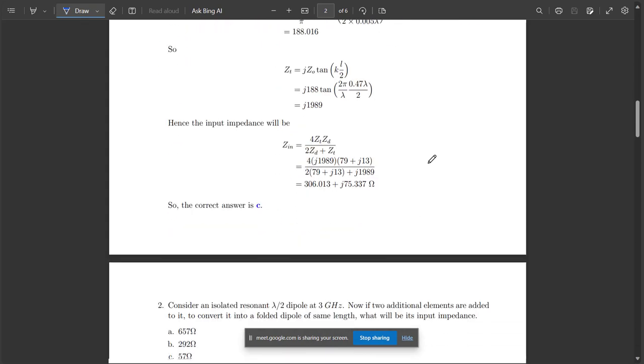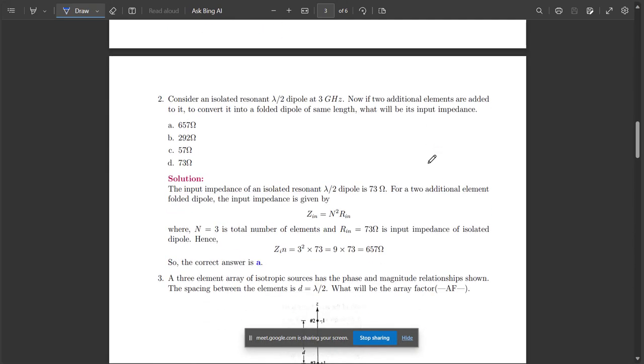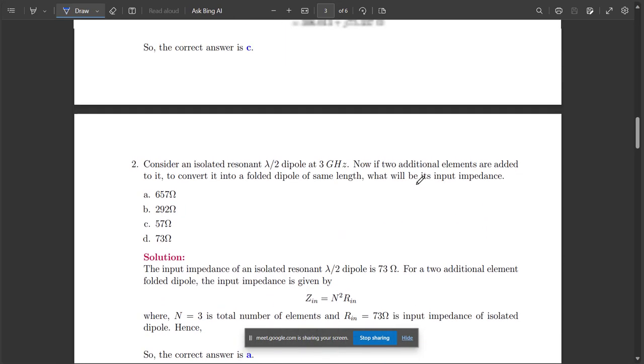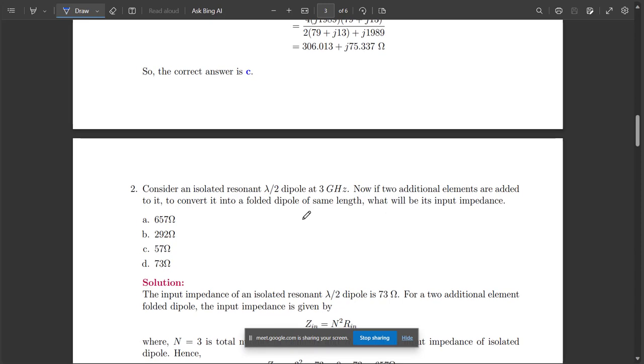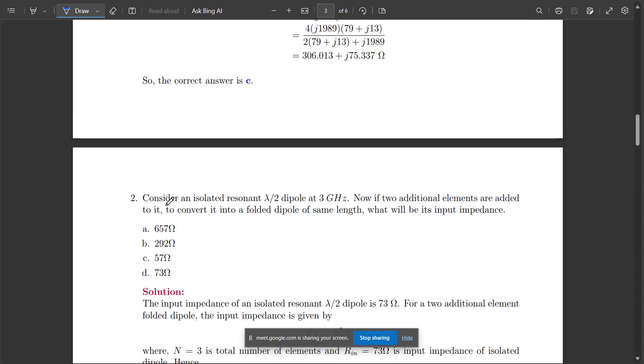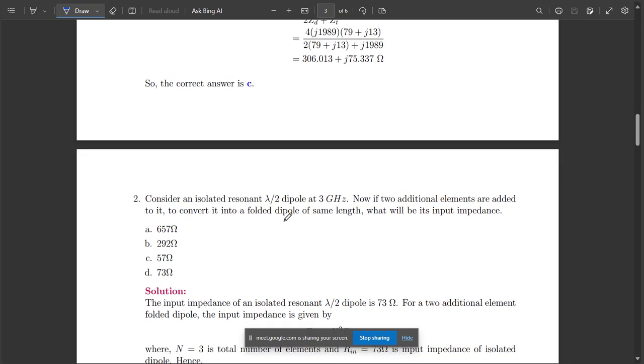Okay. All right. So now let's go to question number 2. Question number 2 says, consider an isolated resonant lambda by 2 half wave dipole at 3 gigahertz. Now, if two additional elements are added to it to convert it into a dipole of the same length, what will be its input impedance? So, again, what is given to you?